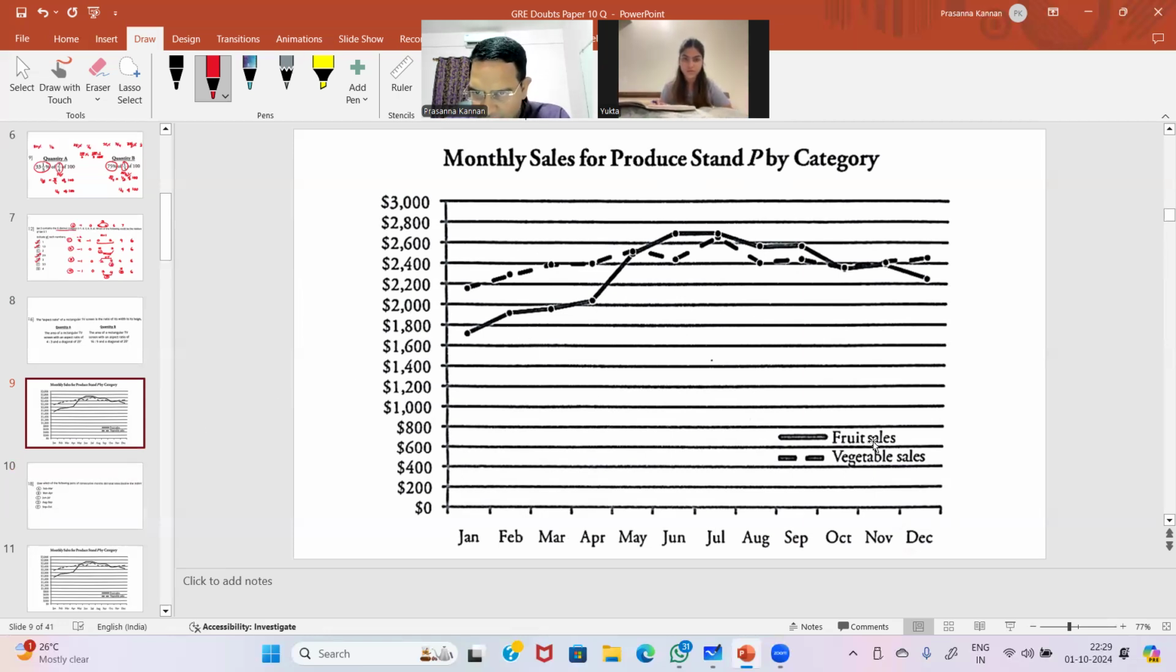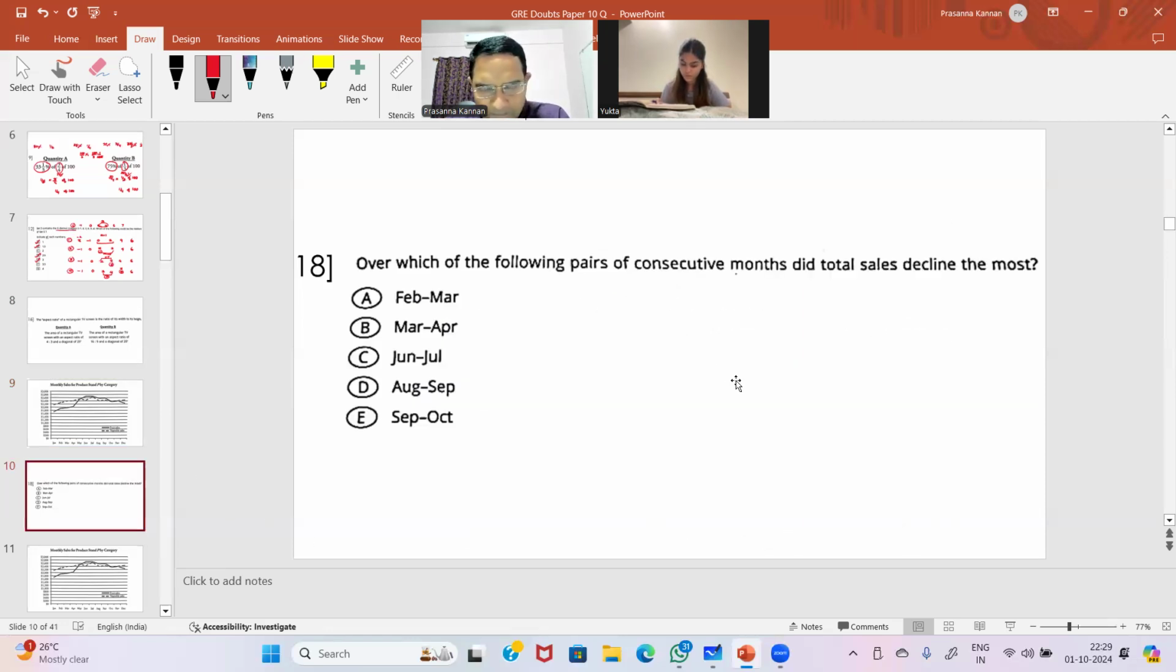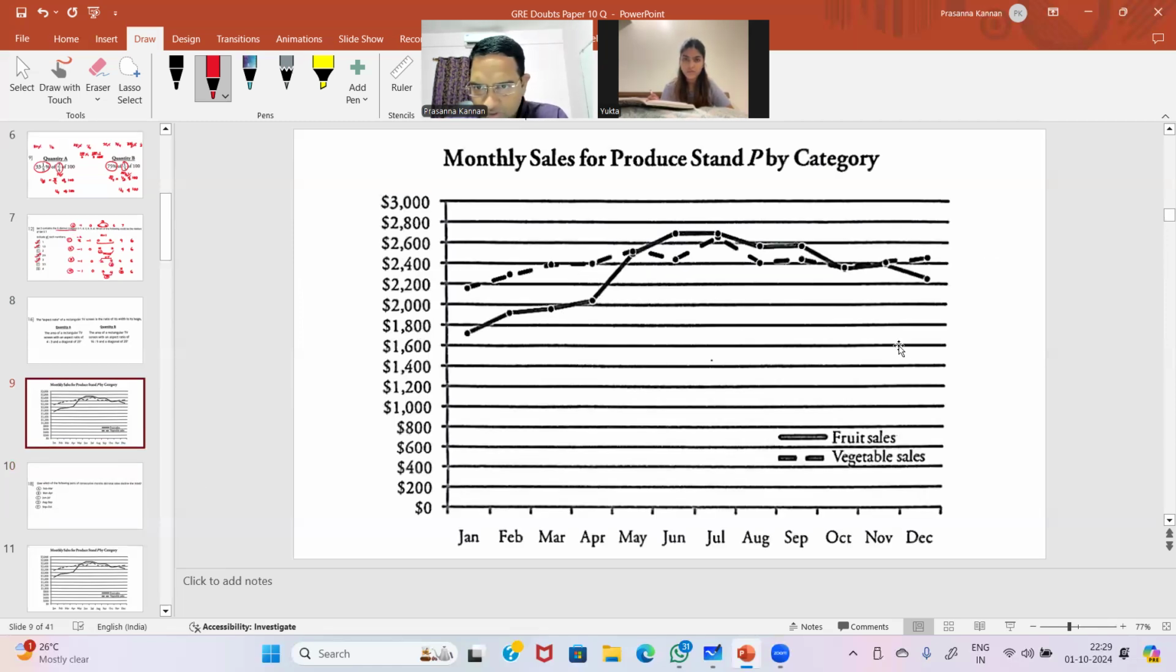And the continuous lines are for the fruits and the dotted lines are for the vegetable sales. Of which of the following pairs of consecutive months did the total sales decline the most? So if you see, total sales declines, right? Declines means you have a decreasing curve, not an increase. There's an increasing curve, there's a decreasing curve, right? So total sales will decrease most when both vegetable and fruit sales decline, right?